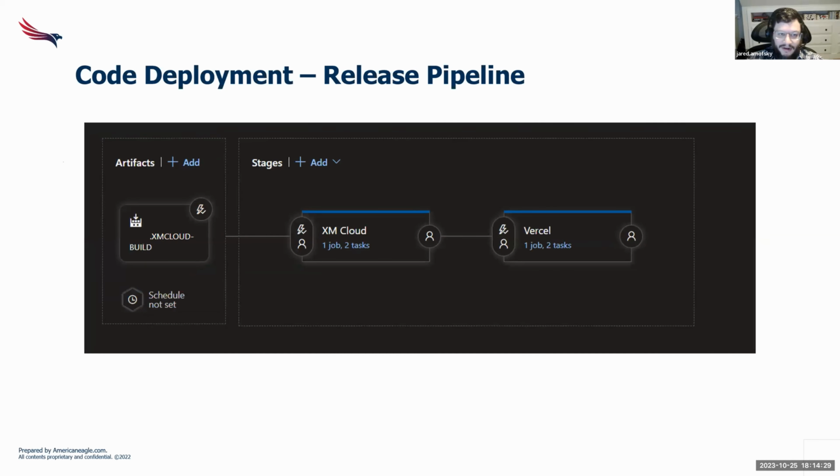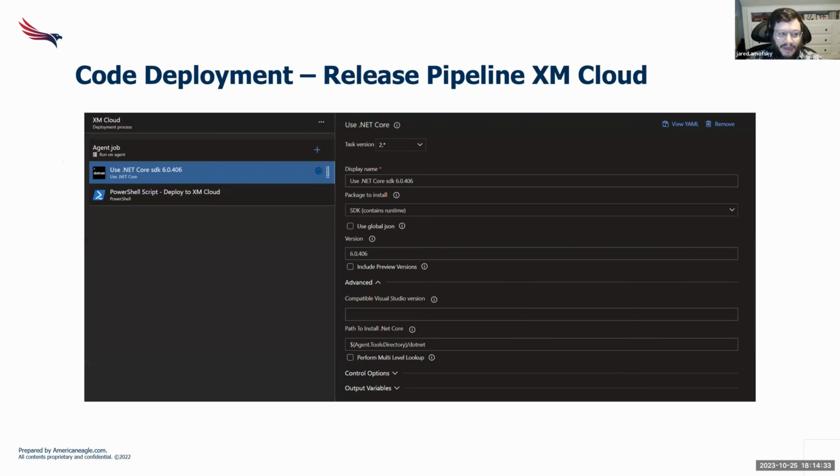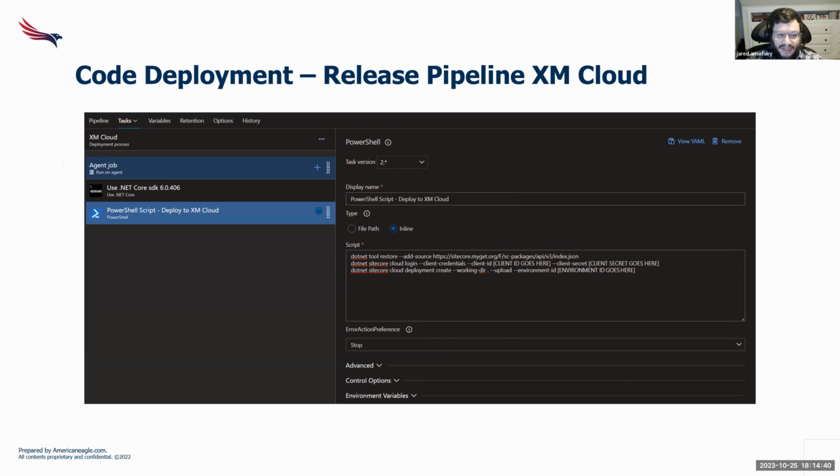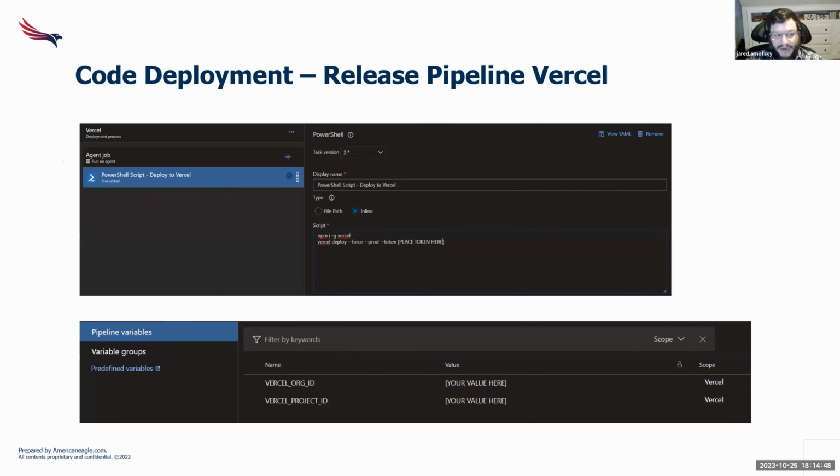And then here in your release pipeline, in your stage, you have two deployment processes. One that uses the CLI for Sitecore to deploy that one specific package for XM Cloud. And then one here that deploys the very specific package for Vercel, which is just your headless application, to Vercel using that CLI. Okay, got it.